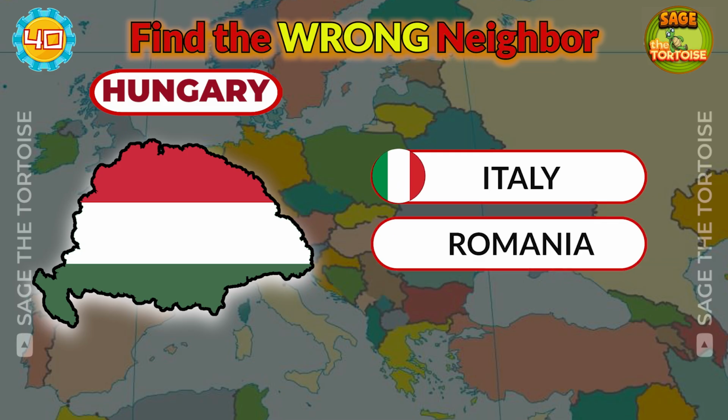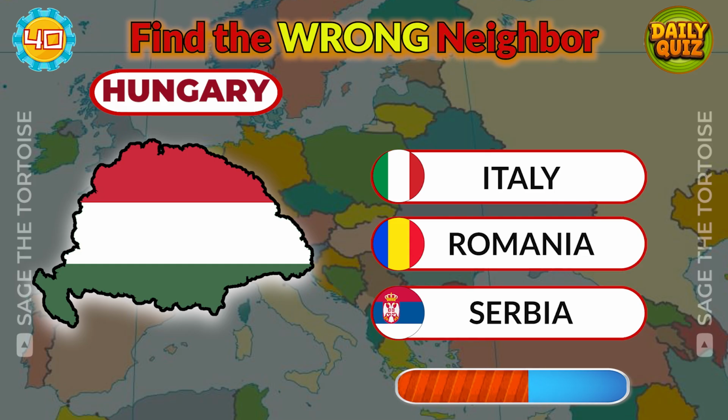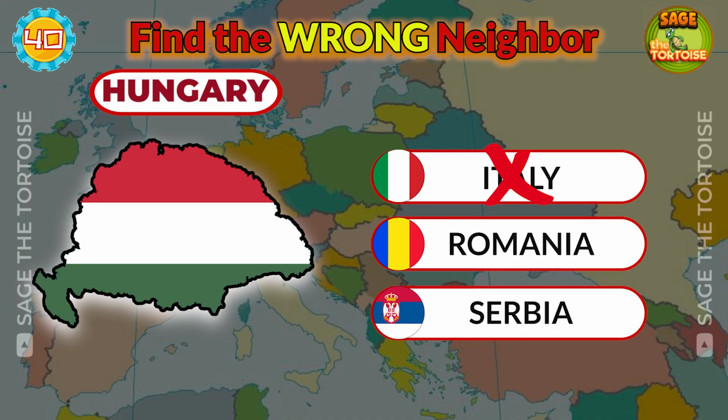Hungary borders Italy, Romania, and Serbia. Which one is wrong? The answer is Italy.